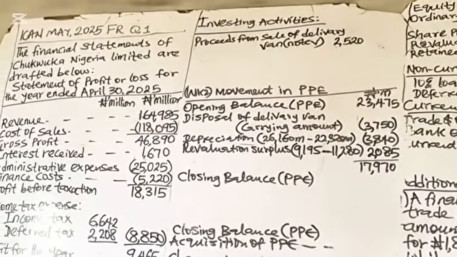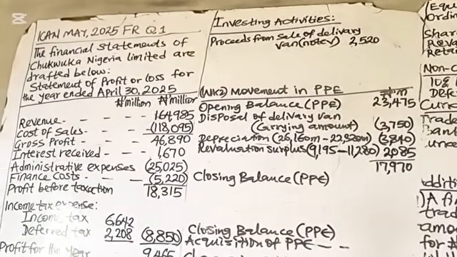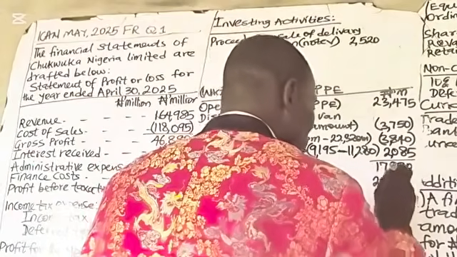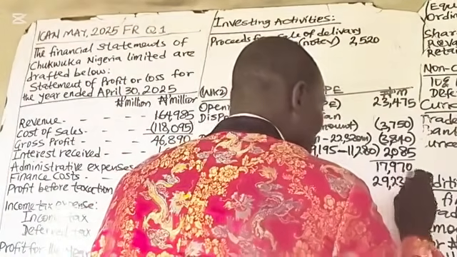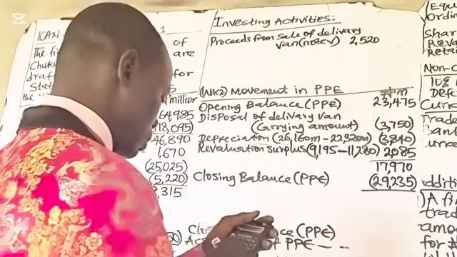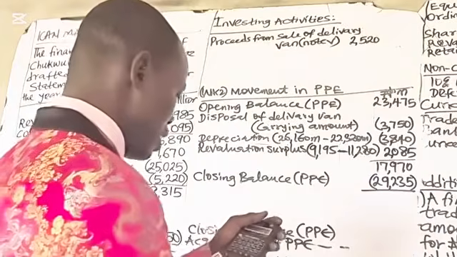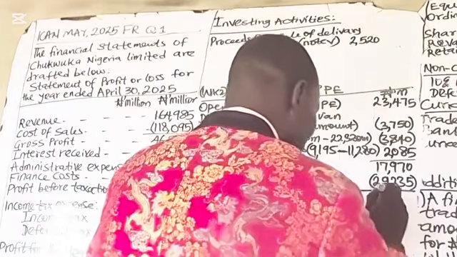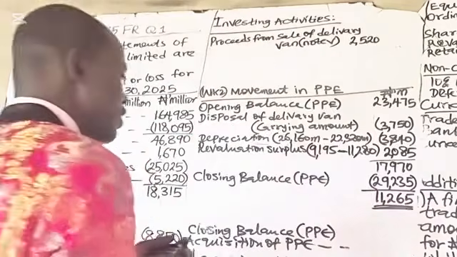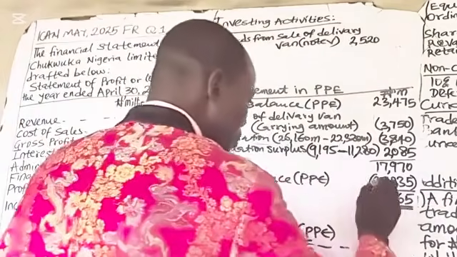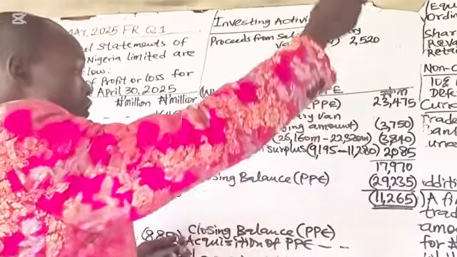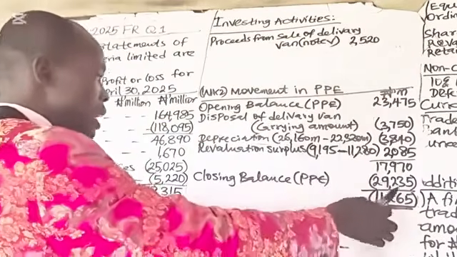So we have 29,235. If you subtract the closing balance, then you have 11,265. This 11,265 is the acquisition of PPE during the period. There is acquisition resulting in an outflow of cash. That is why the closing balance is greater.